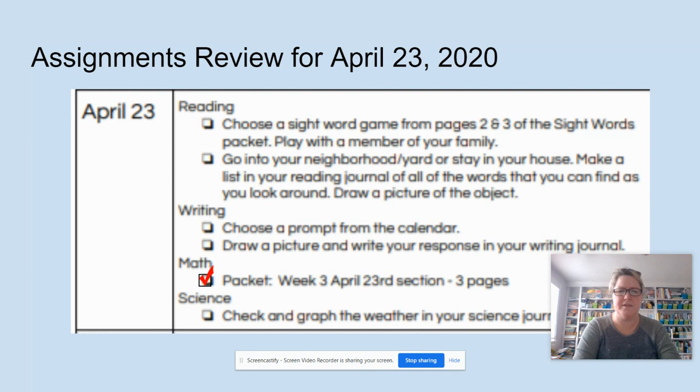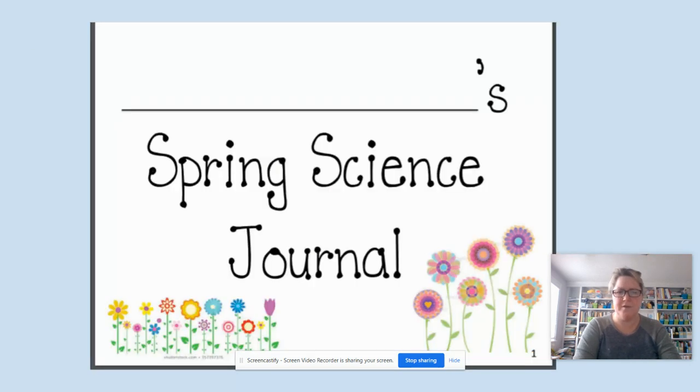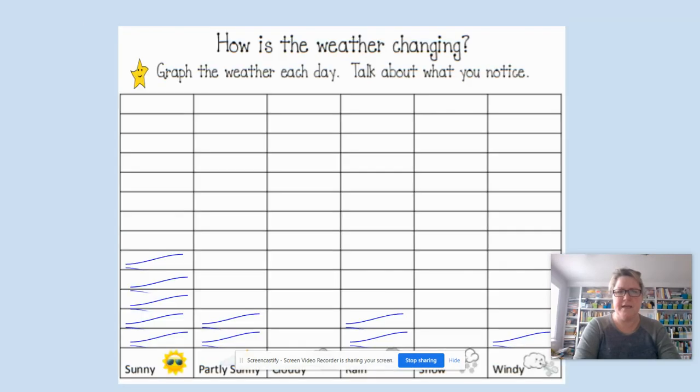I'm now going to move on to science and check and graph the weather in my science journal. So again, I'm going to go to my spring science journal and then I'm going to pull out that graphing paper. So I remember from yesterday that I had 5 sunny, and then if I add 2 partly cloudy to 2 rainy, that becomes 4. And 1 more becomes 5. And I know if I add those 5 to my group of 5 sunny, that gives me 10. So if I add 1 more today, that will make 11.